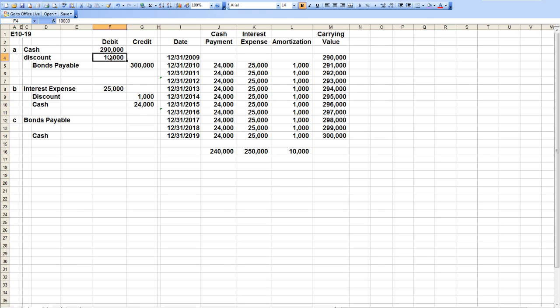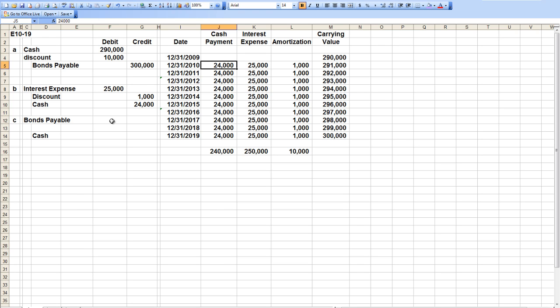Notice one other thing here. My discount account will now have a $9,000 balance. So if it has a $9,000 balance, $300,000 minus $9,000 gives me my carrying value at the end of the year. This number is what would appear on the balance sheet on 12/31/2010. This is my interest expense on the income statement for 2010. This number would appear on my cash flow statement.